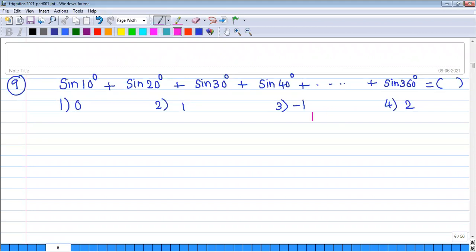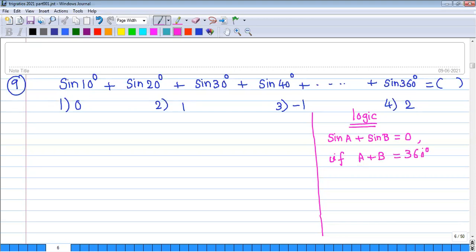If you know the logic, the problem becomes very simple. So I will give the logic of this problem. What is the logic? Sin A plus sin B is equal to 0 if A plus B is equal to 360 degrees. Right? So now see this question.